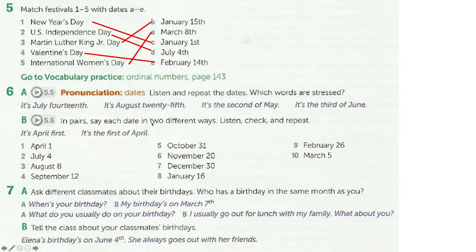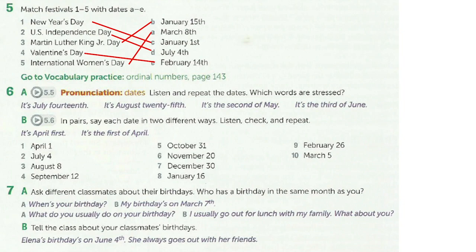In pairs, say each date in two different ways. Listen, check, and repeat. It's April 1st, or it's the 1st of April. So here we can say it's July 4th, or it's the 4th of July.